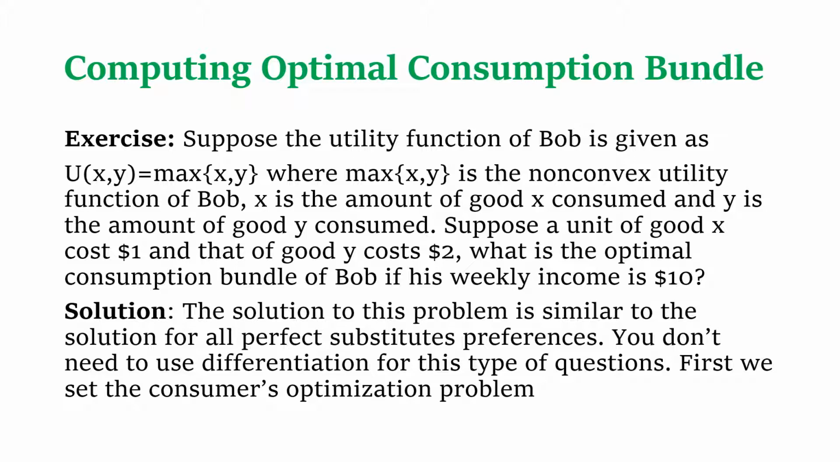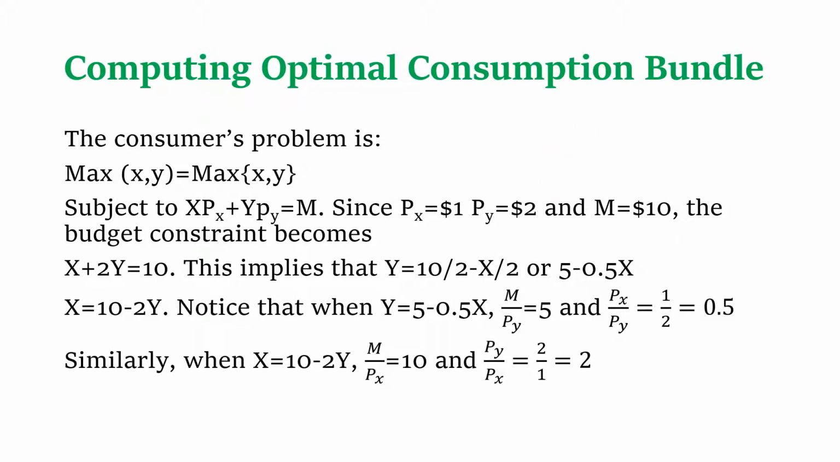So the first thing we need to do here is to set up the consumer's optimization problem. And what is the consumer's optimization problem? It is to maximize xy, subject to x PX plus y PY equals m. Remember, m is the income of the consumer. Now, since the price of good X is $1, the price of good Y is $2, and the income is $10, the budget constraint becomes what?